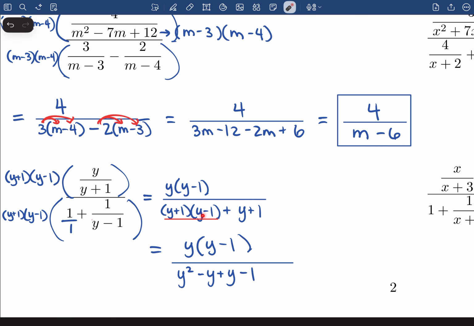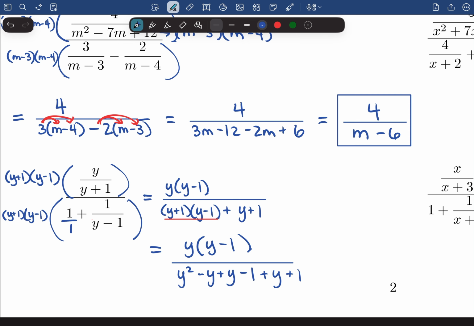So I just FOILed this stuff. First, y times y, y squared. y times negative 1, negative y. 1 times y, positive y. 1 times negative 1, negative 1. But then I still have this plus y plus 1, right? Plus y plus 1. And some things cancel. This negative y plus y cancels. This negative 1 plus 1 cancels.